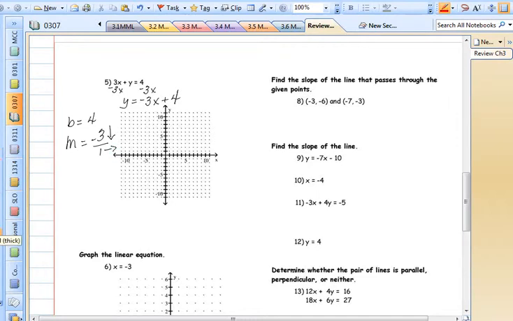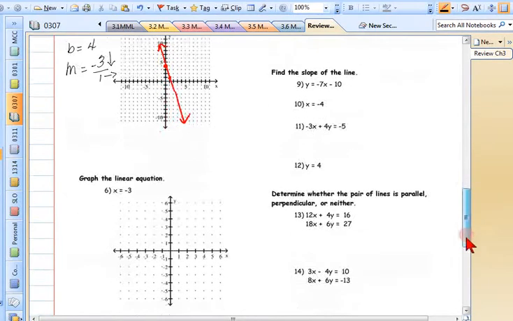I will begin at 4 on the y-axis. From there, I will go down 3 and right 1 and drop another point. Each one of these lines that I've done with the slope-intercept method just happen to have negative slopes. Certainly it won't always be that way.